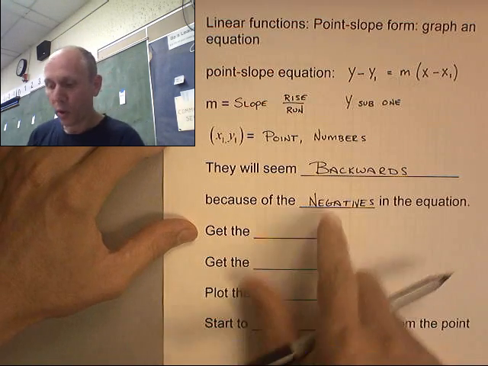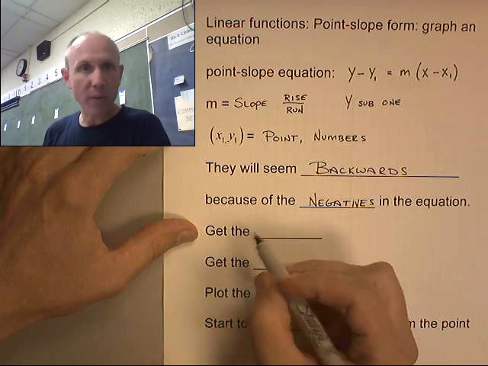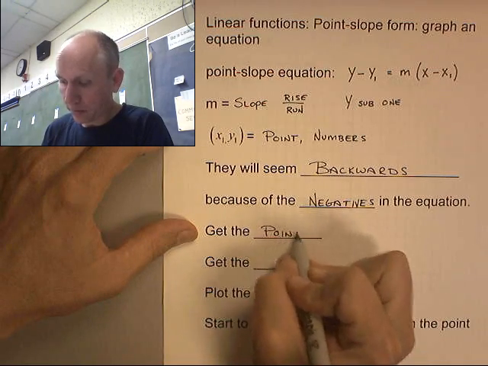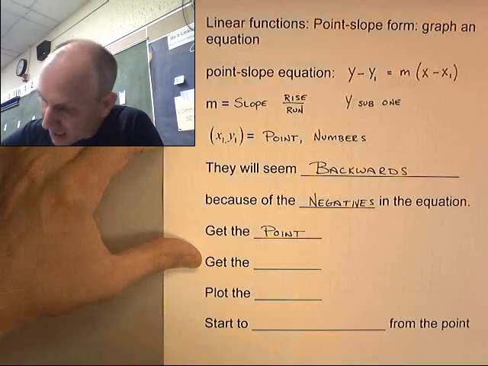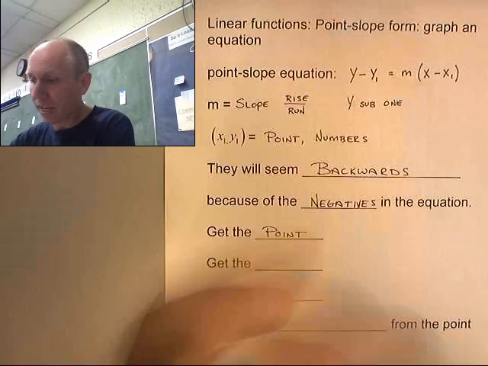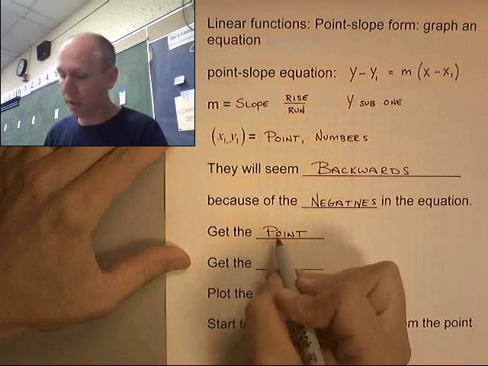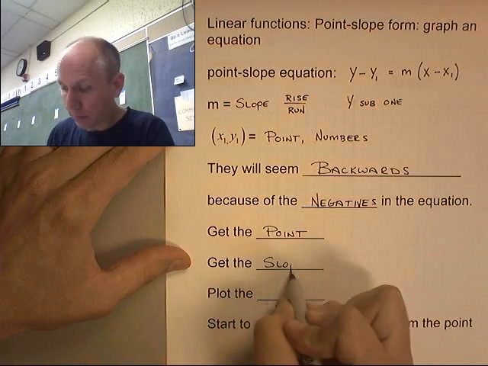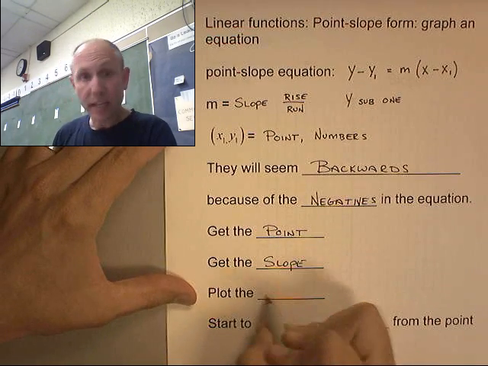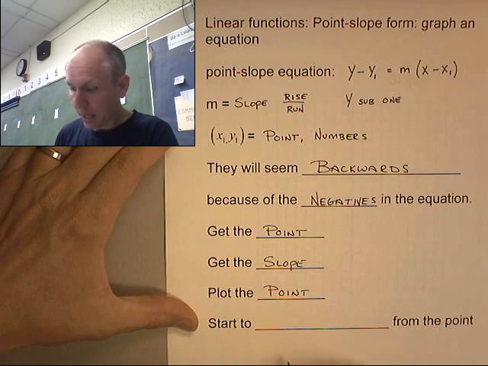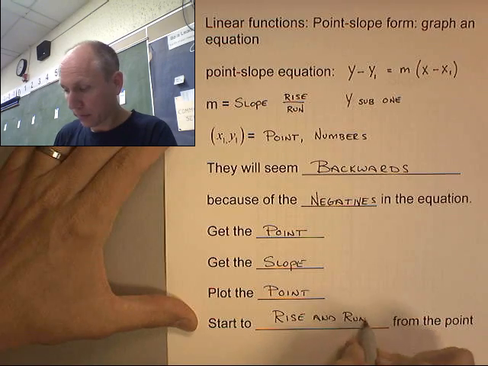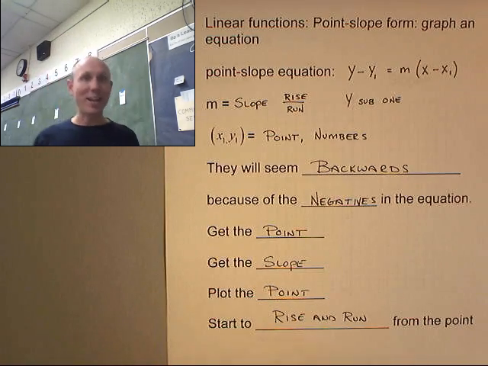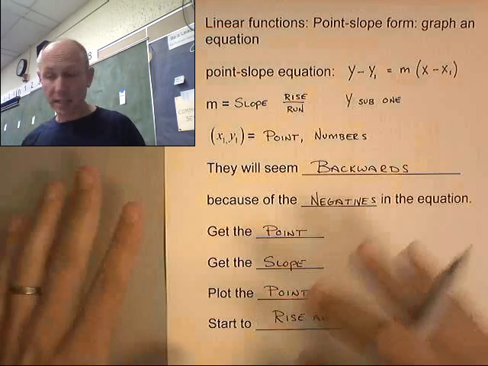So here's what we're going to do. We'll end up getting the point out of the equation, get the point out. We'll end up getting the slope out of this. Like if this is the equation, I could come up here and I could grab that m. I could come up here and I could grab that x and that y, or that y sub 1, x sub 1. So I can get the point. I can get the slope, then I can plot the point, and I can start to rise and run. All right, let's give this a shot. So these are kind of our instructions. So when you're doing these problems, you might want to have these notes out and use them for guidance.